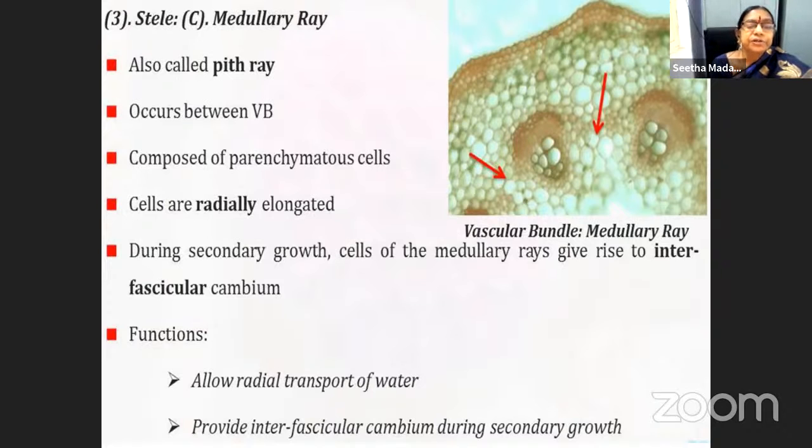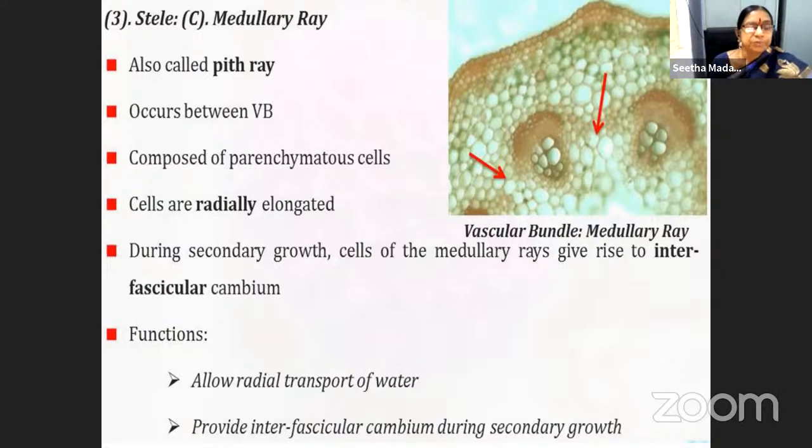During secondary growth also, cells of the medullary rays give rise to interfascicular cambium, that is, in between vascular bundles, and it gets joined with the cambium of the vascular bundles, and a cambial ring is formed for secondary growth. Then it cuts off cells inside as xylem and outside as phloem. In this way the girth of the plant increases.